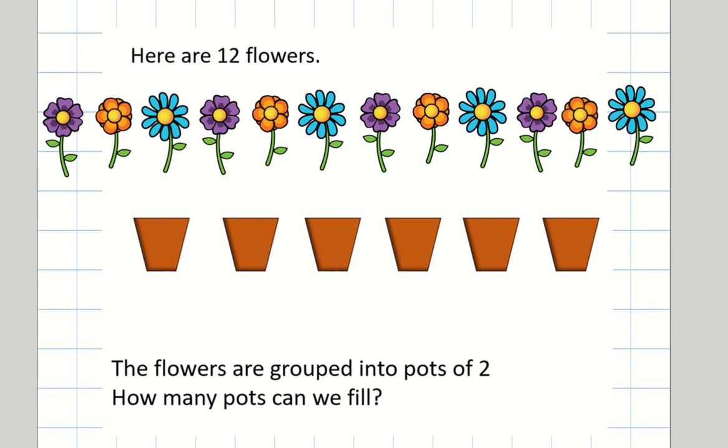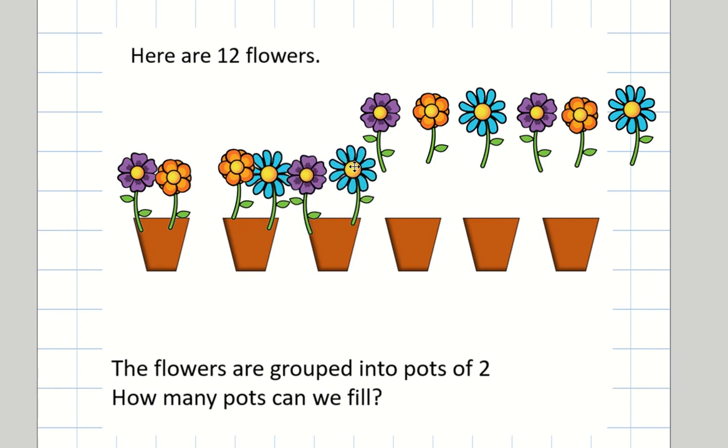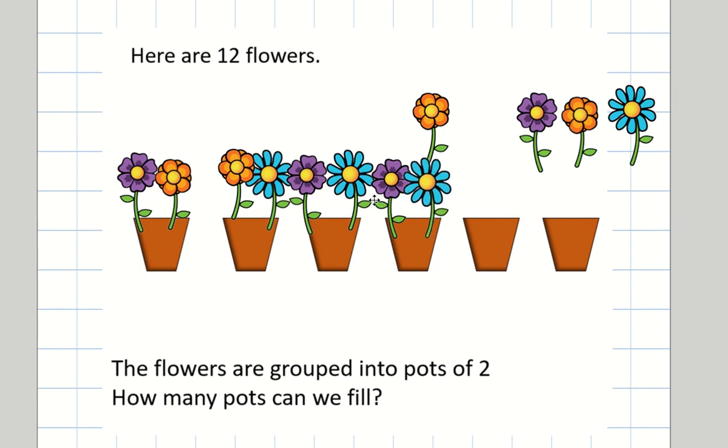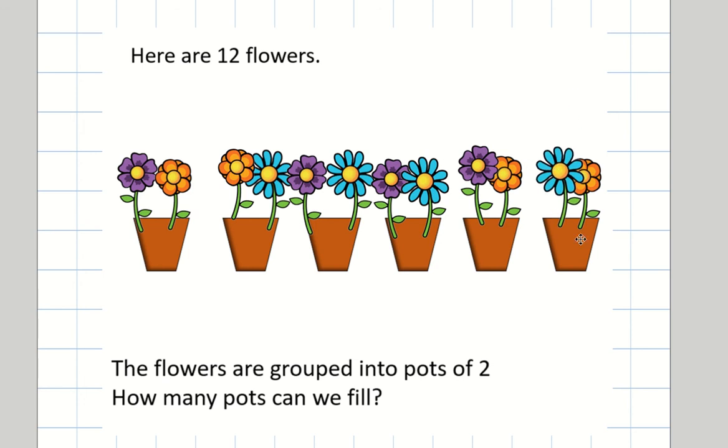Let's have a go at this one. So we've still got the same 12 flowers, but now we are grouping them into pots of 2. I wonder, thinking back to what we did on the last slide, what the answer is going to be. So I've put 2 flowers in every pot, and there are 6 pots in total.